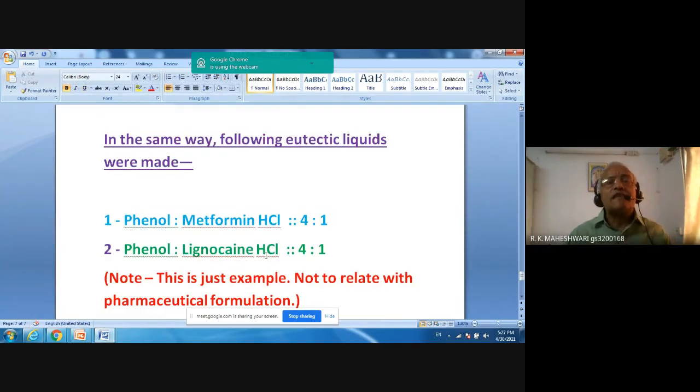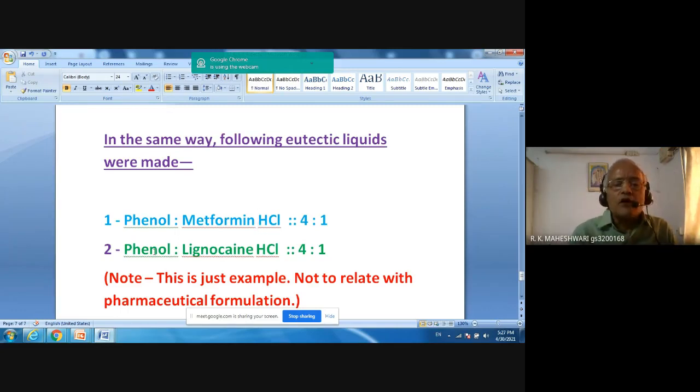In the same way, the following eutectic liquids were made by me. The reason why I have used metformin hydrochloride and lignocaine can be discussed later on. But what I have done, I am telling you: phenol and metformin hydrochloride also give you a eutectic liquid in the ratio of 4:1. Means if you take 4 gram phenol and 1 gram metformin hydrochloride, whether you triturate or you heat it, you will get a eutectic liquid.